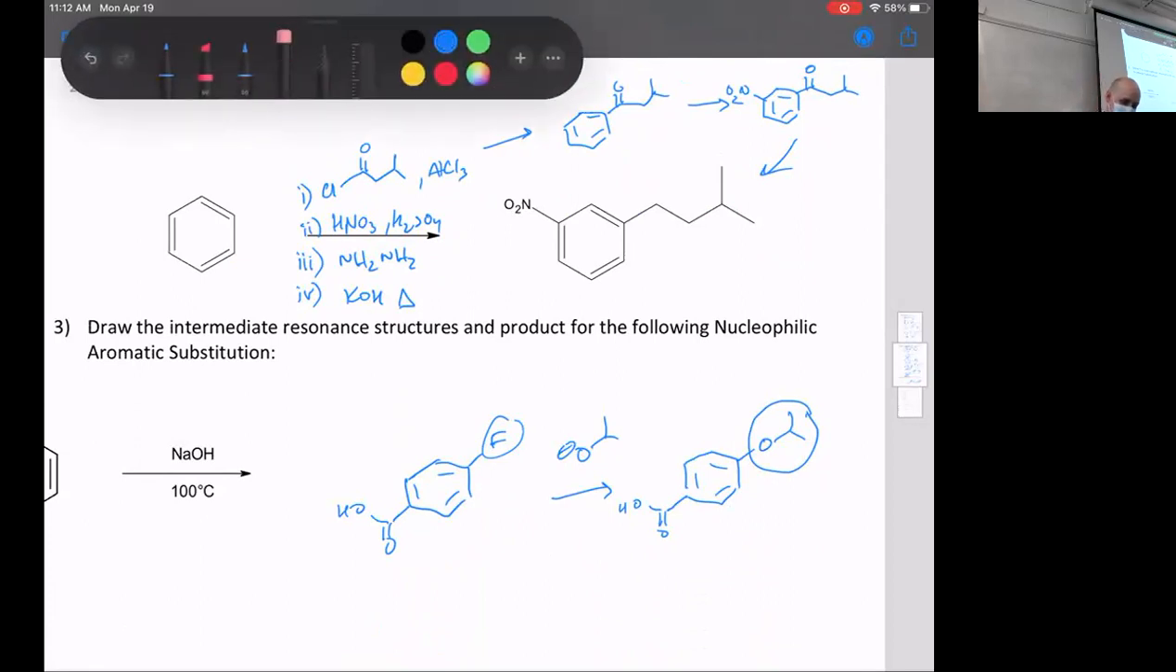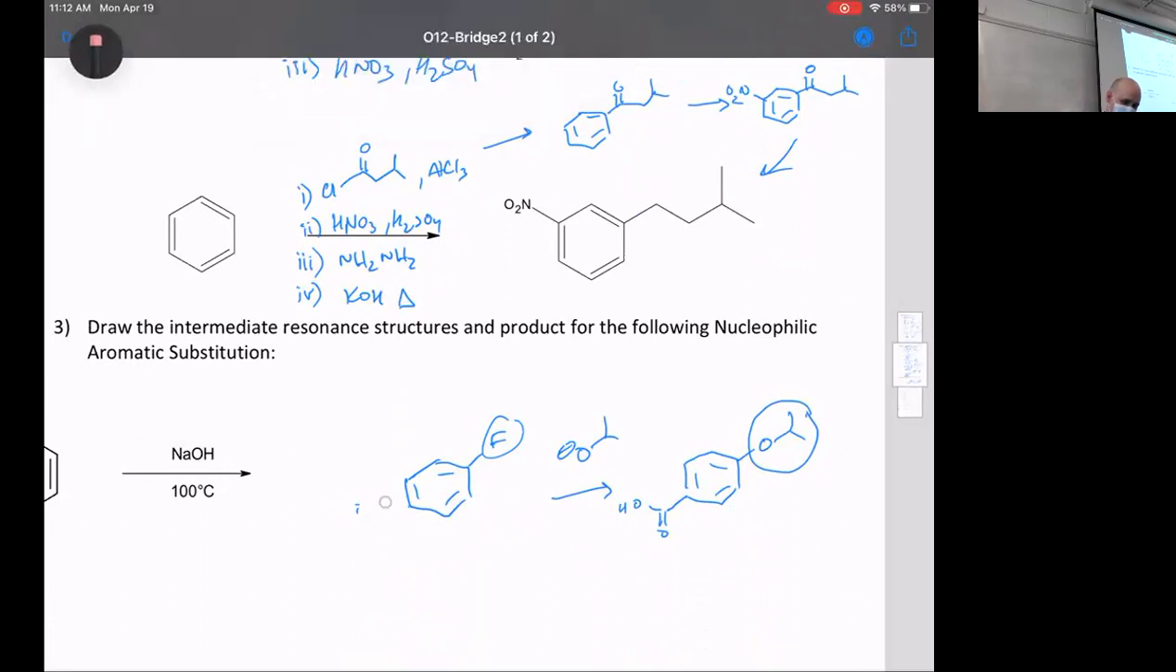Technically, since you asked, Colette, if I wanted to turn this into this, because there is no electron withdrawing group there, I'd have to heat it up to 350 degrees. And practically, I've never done that. I don't think we have the equipment to do that. That's insane. And so I'm not gonna ask you that question.